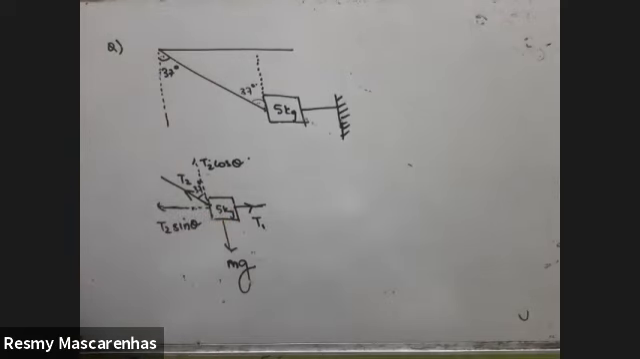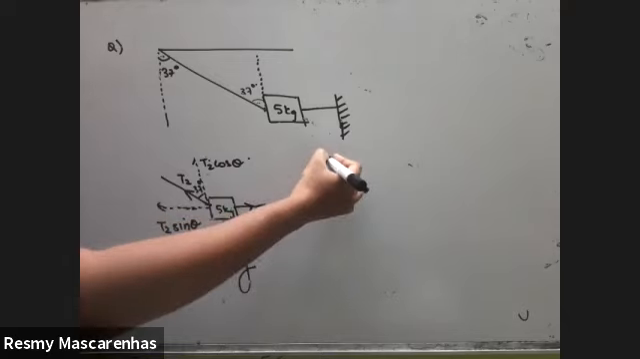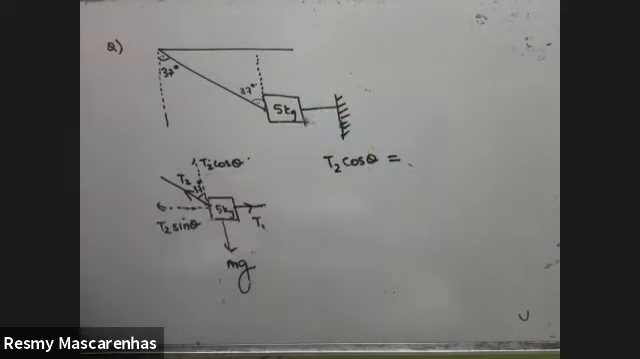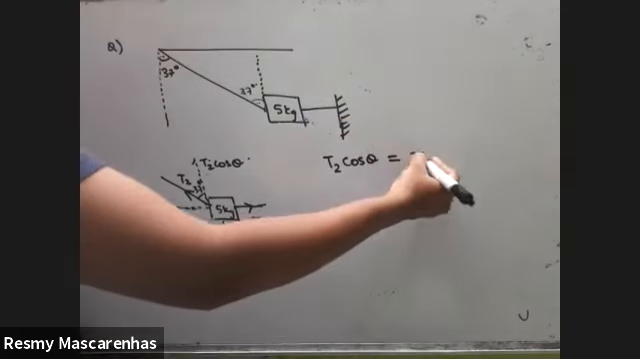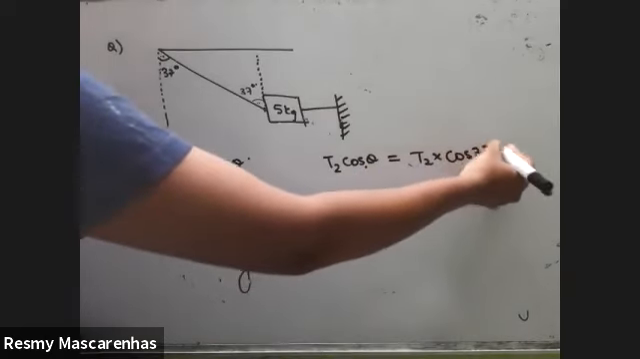Now we'll calculate those components. So we have resolved this vector into two parts, the component parts. So we'll calculate what is T2 cos theta. T2 cos theta is nothing but T2 into cos of 37 degree. Theta is 37 degree.